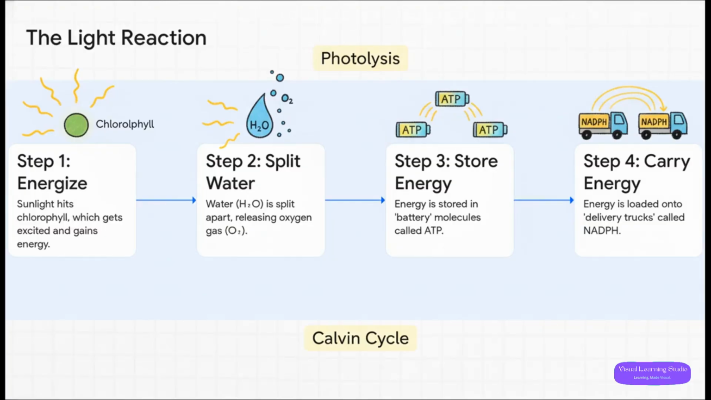So step 1, sunlight slams into the green pigment called chlorophyll, which gets totally energized. Step 2, all that energy is then used to literally rip water molecules apart, and this is the exact moment that oxygen is released for us to breathe.